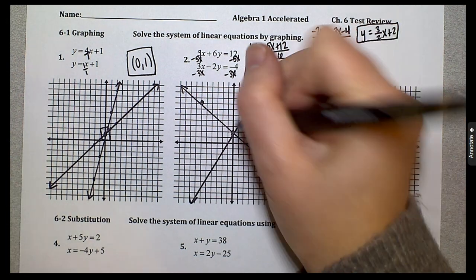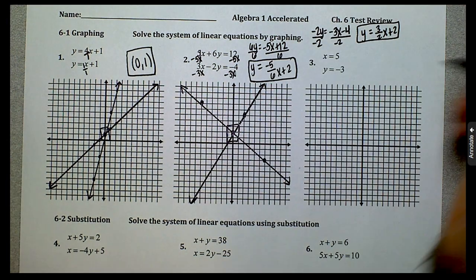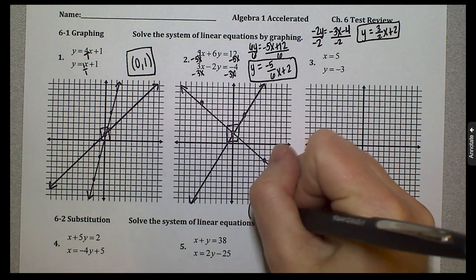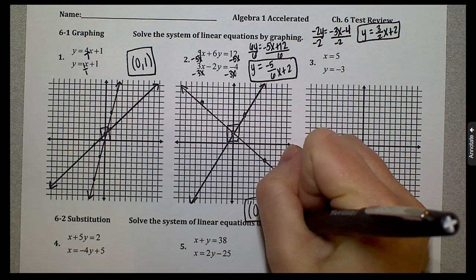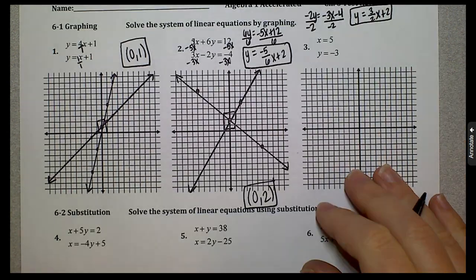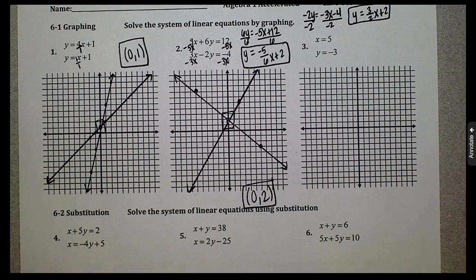Please label your points. In this case, the point would be (0, 2). And then just quickly, I wanted to do number 3.